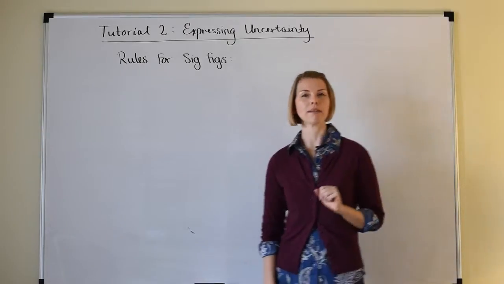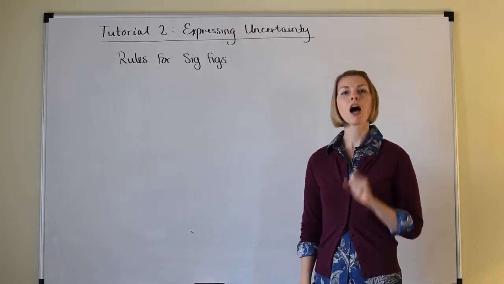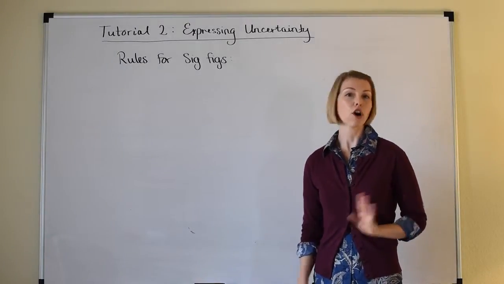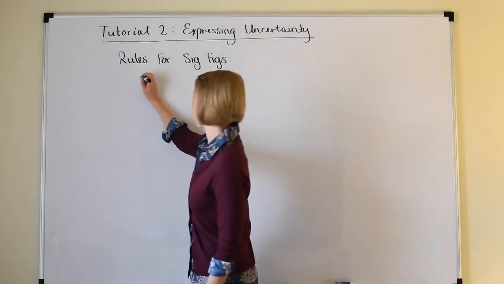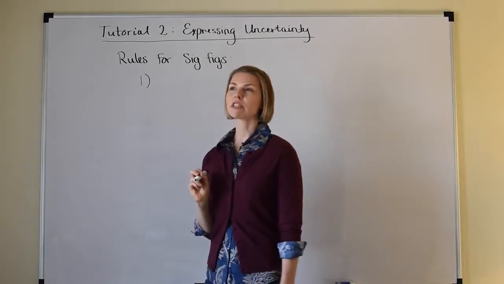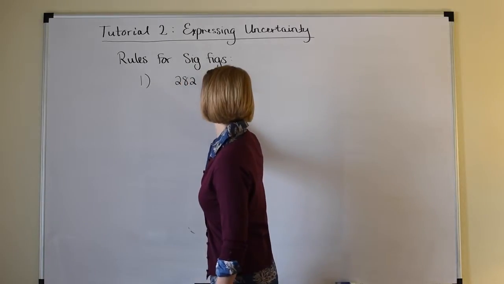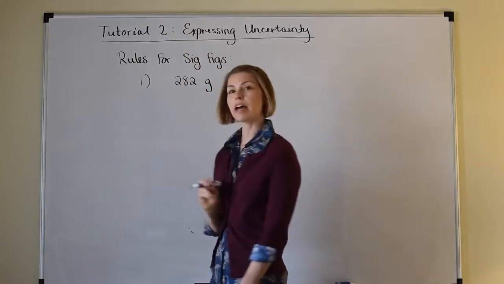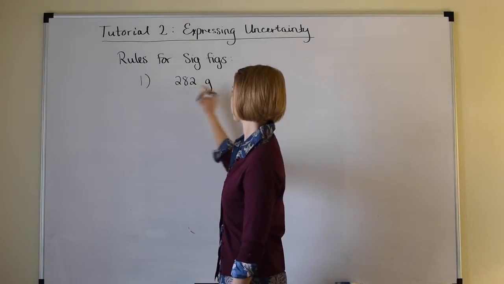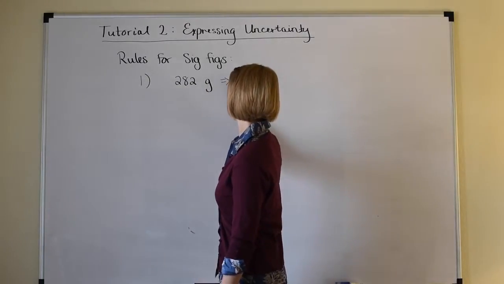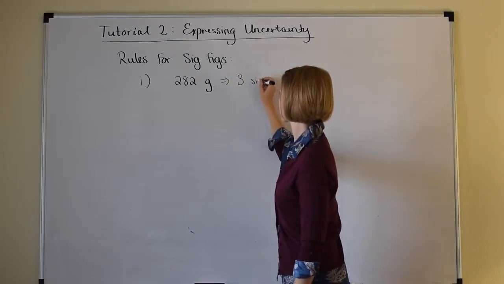All right, so rule number 1. It's probably the easiest rule of all: all non-zero digits are significant. Pretty simple, okay? So if you have a number like 282 grams, then that number has 3 significant figures.